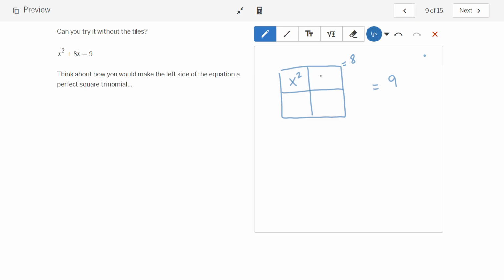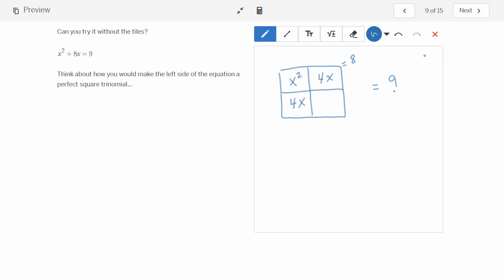Now, we know that this term here is going to be 4x, and this term here is going to be 4x. They're both plus. That we know, because this is a perfect square, we know we're going to have some number added together twice to give us that middle term, or that term right there, 8x.